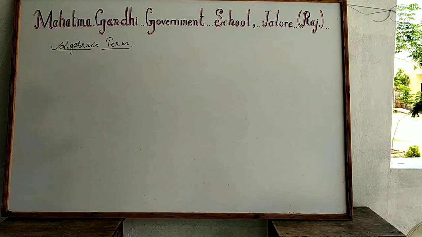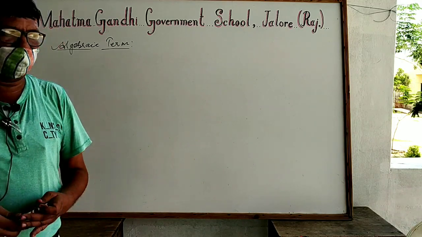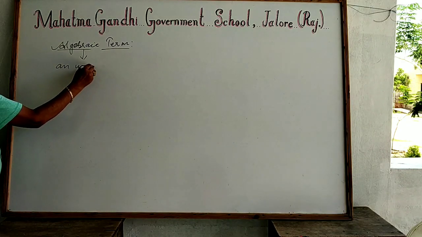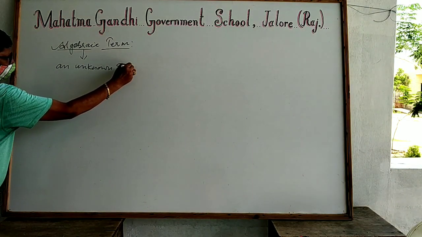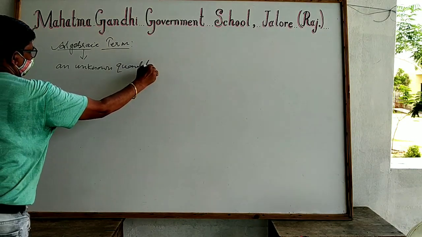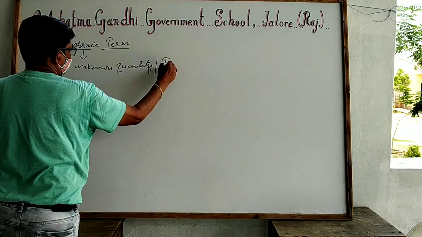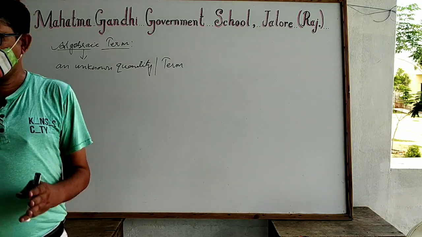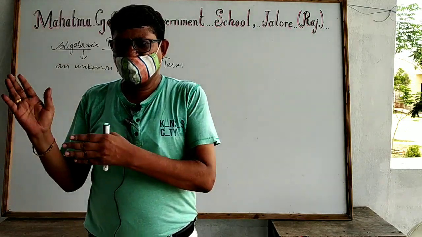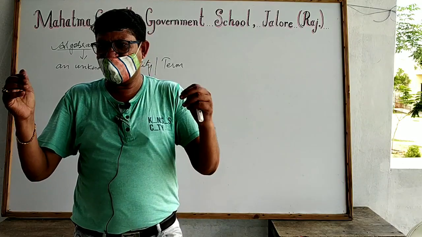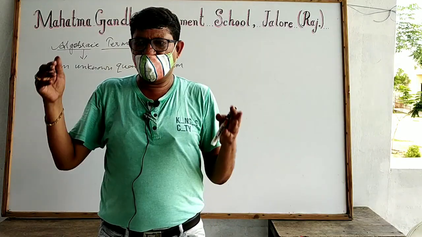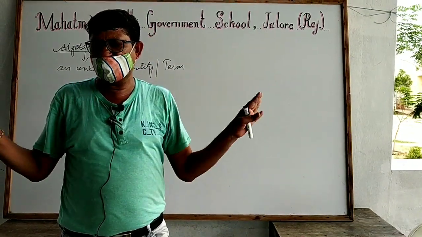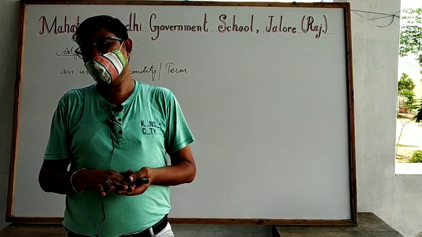First of all, we will introduce what is an algebraic term. Algebraic term means an unknown quantity, about which we don't know what is there. How many students are there in the class? If you are asked and you don't know the number of students in the class, then what will you say? You will say, I don't know, sir. If you don't know, it means it is unknown.